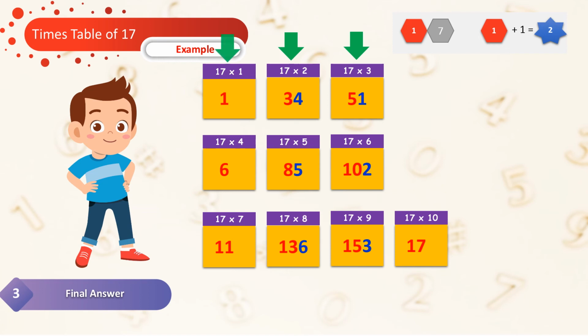In the next column, we write 7, 8 and 9 next to the 1, 6 and 11. In the last box, we put 0 next to the 17. There, you have your 17 times tables. Step 3 is complete.